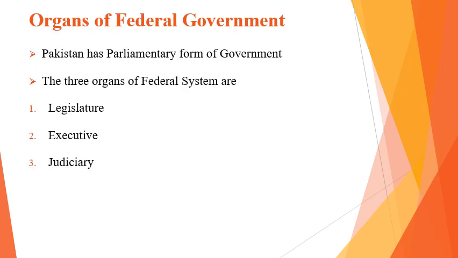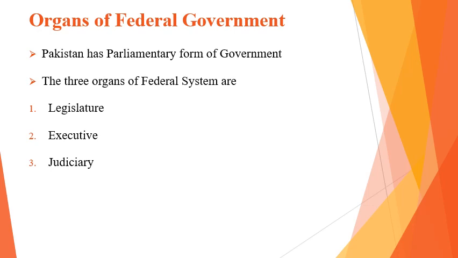Now, organs of federal government. Pakistan is based on a parliamentary form of government. I will help you understand this system in the subsequent slides on the constitution. The three organs of the federal system are legislature, executive, and judiciary.